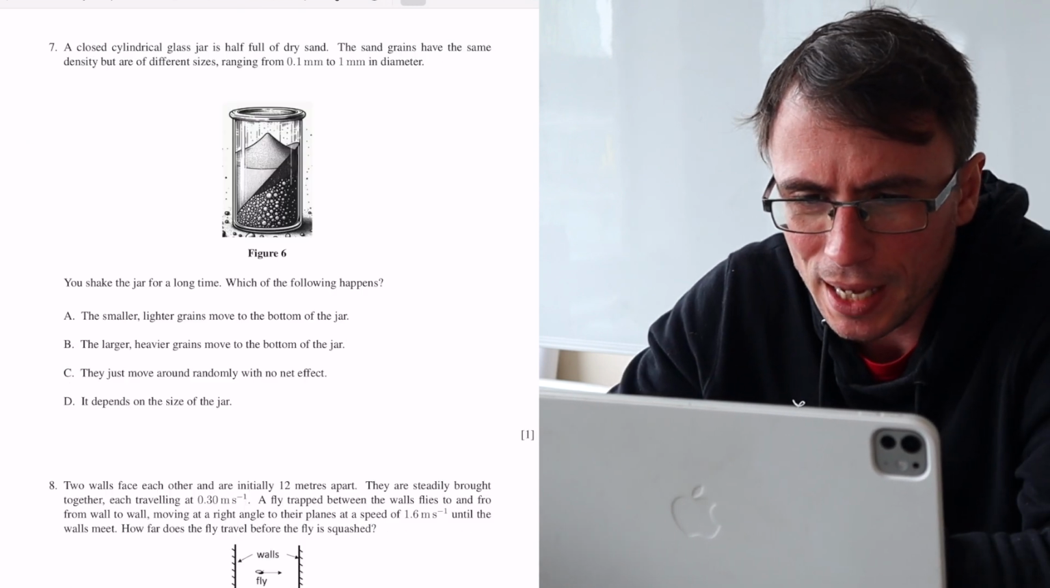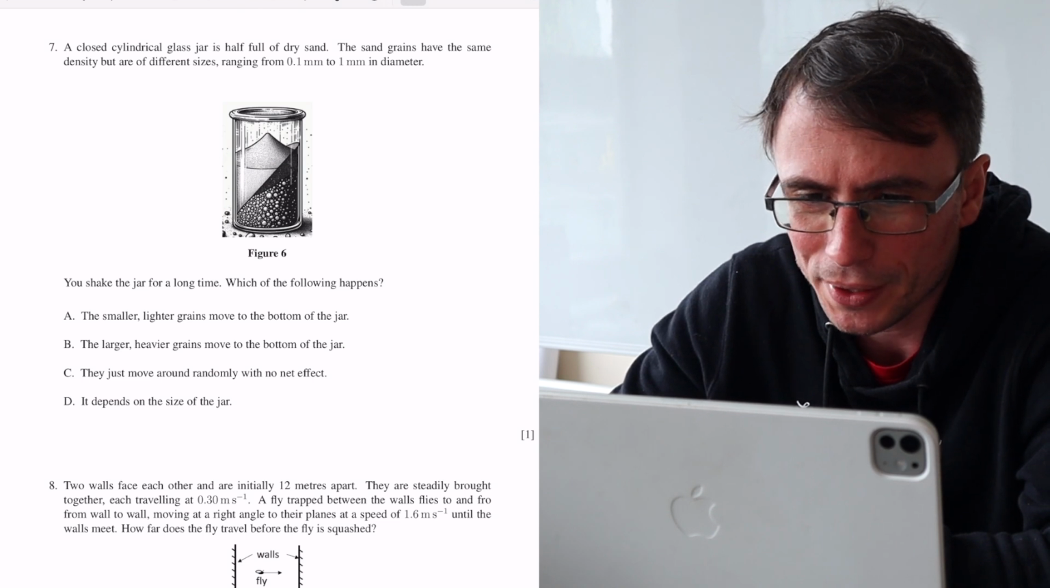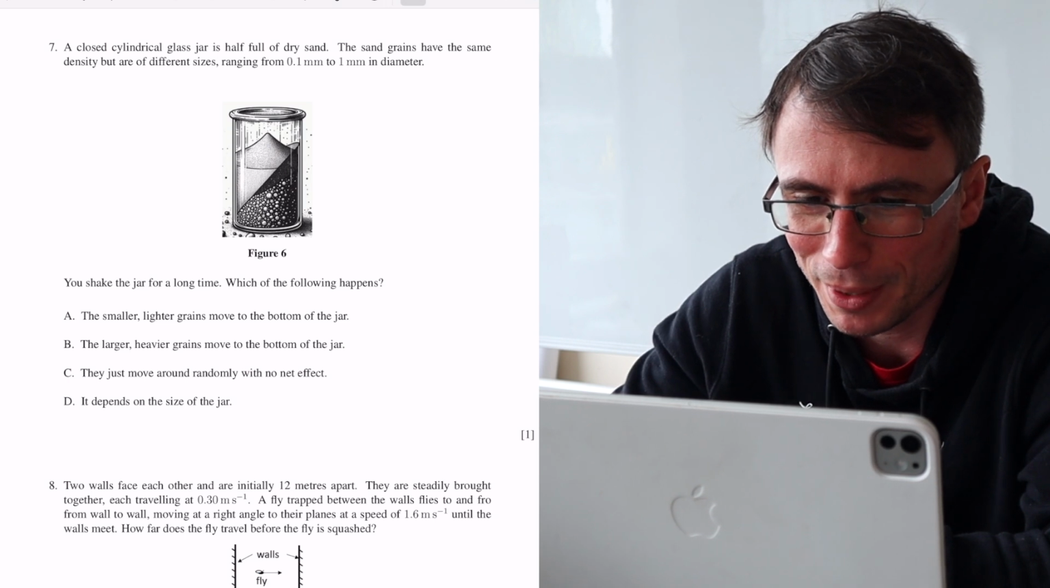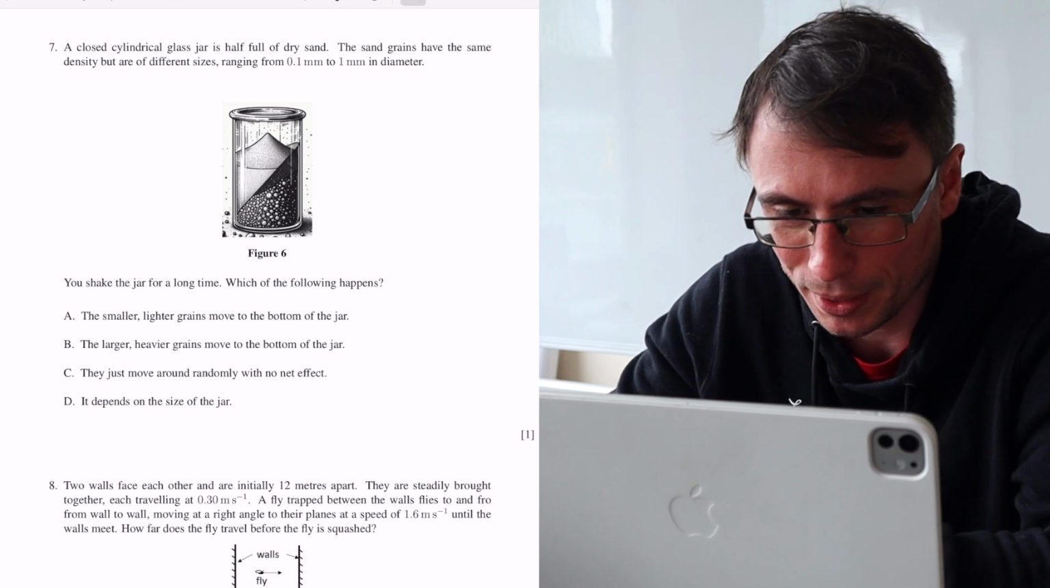Okay, question 7. A closed cylindrical jar is half full of dry sand. The sand grains have the same density but different sizes, ranging from 0.1 to 1 millimeter in diameter. You shake the jar for a long time. Which of the following happens? Shall we test that? Okay, take 2.